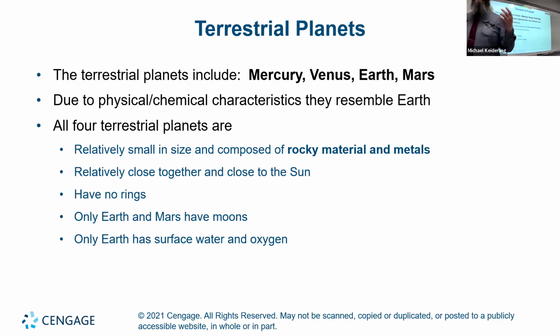They're relatively close together and close to the sun. They have no rings. They have few moons. Only Earth and Mars have moons, and Earth only has one, and Mars has two small ones. And only Earth has surface water and oxygen in the whole solar system.